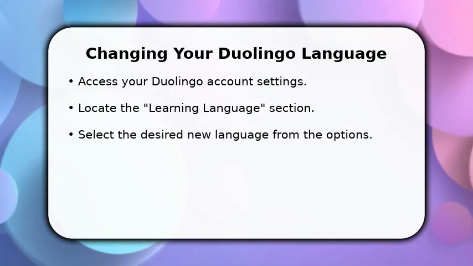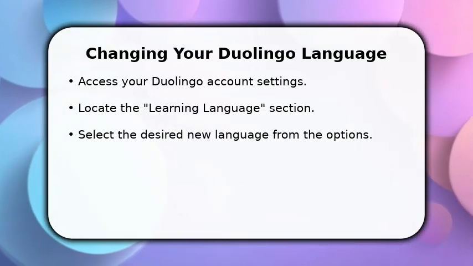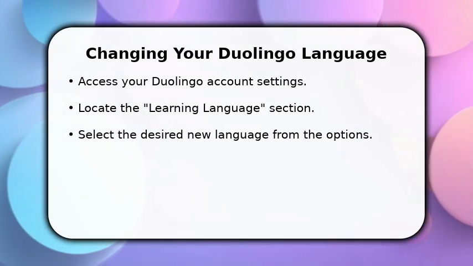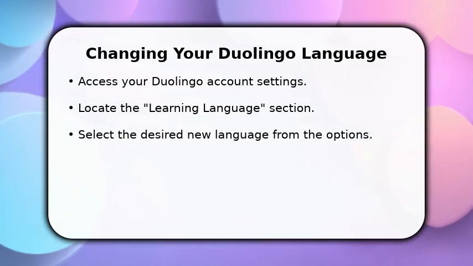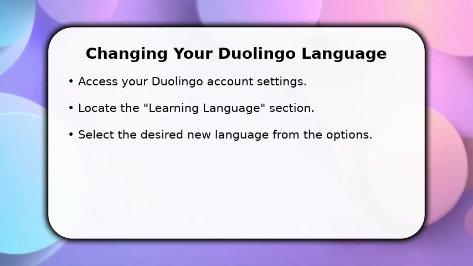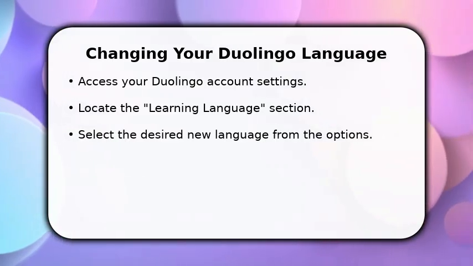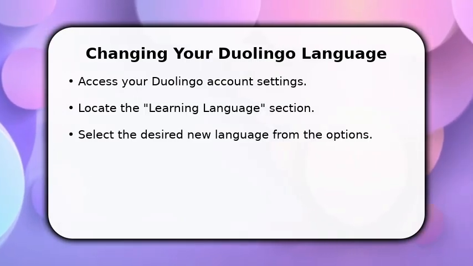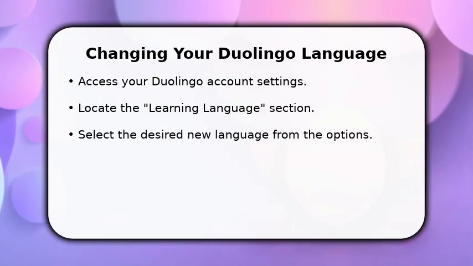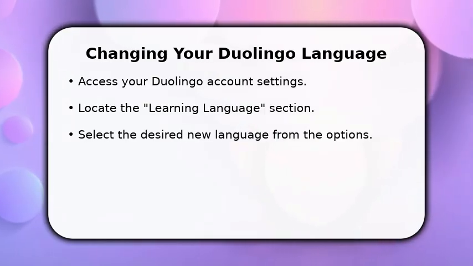Enjoy the video. In this video, I will explain how to change your Duolingo learning language. First, open the Duolingo application or website and log into your account. Next, navigate to your profile icon, usually found in the top right corner. From there, click on Settings to access your account preferences. This is the initial step to customizing your learning experience and selecting a different language to study.